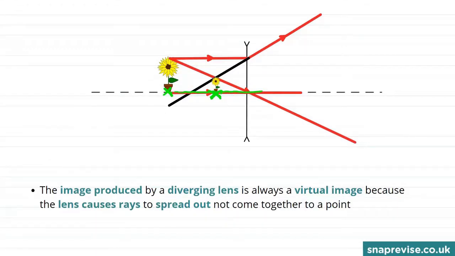Now remember that a diverging lens is a lens which makes rays diverge or move apart from each other. As a result, the image produced by a diverging lens is always a virtual image because the lens causes rays to spread out.